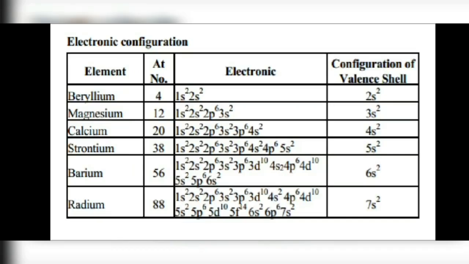The first one is electronic configuration. These elements have only 2 electrons in the s orbital of the valence shell, so their general electronic configuration is represented as noble gas ns2. You can see here the configurations of beryllium, magnesium, calcium, strontium, barium and radium: 2s2, 3s2, 4s2, 5s2, 6s2, 7s2. So noble gas ns2 is the outermost electronic configuration of alkaline earth metals.